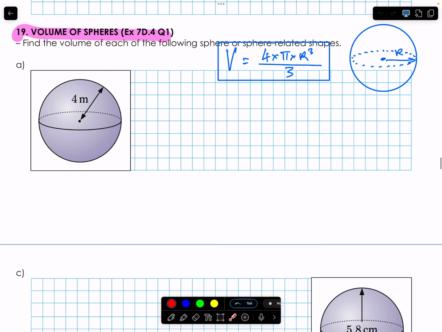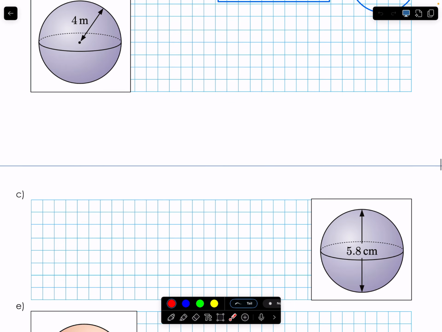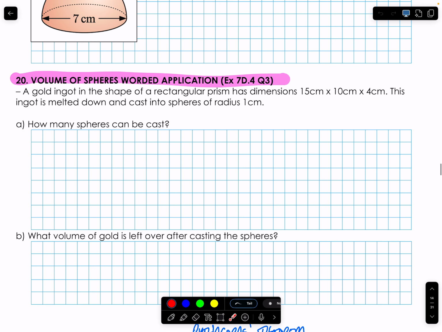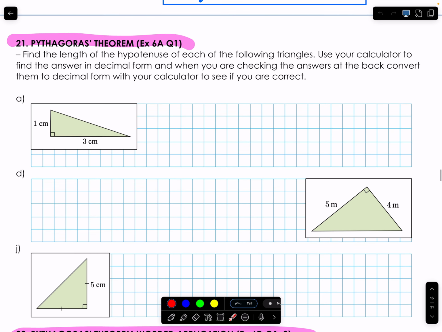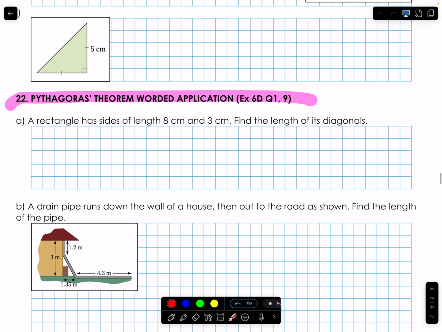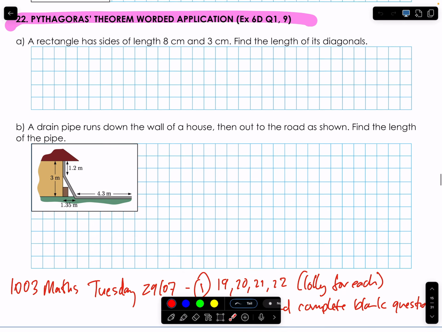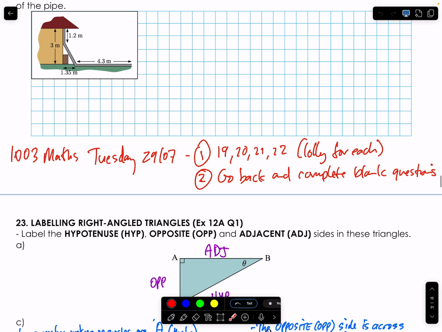Lesson 4, bowls. 19, volume of spheres. 20, a worded problem with the volume of spheres. 21, I'm going to teach Pythagoras again. And then a worded problem with Pythagoras, 22. So there's 4 lollies possible today for Tuesday.